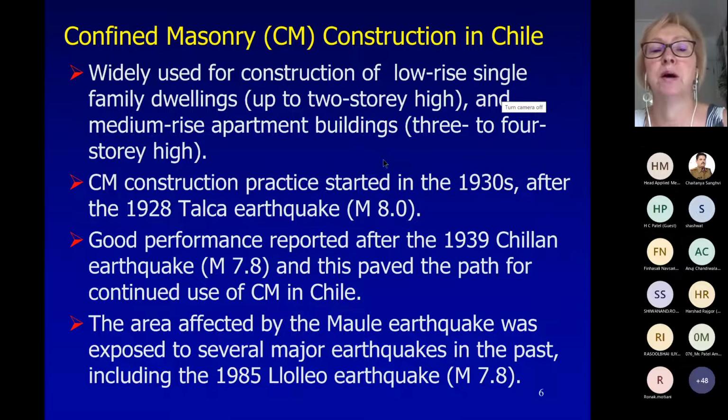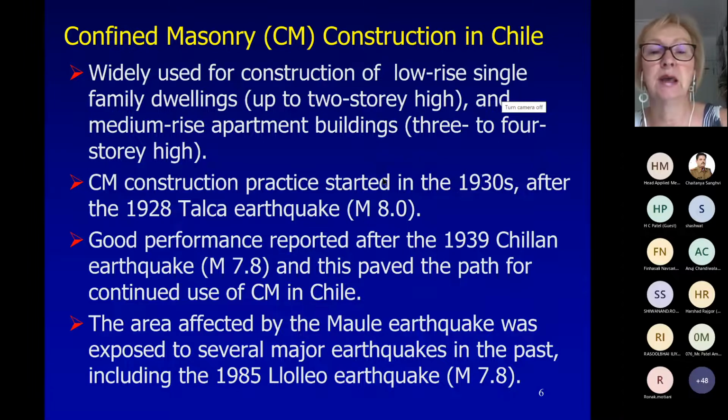If they build taller apartment buildings, like, as I said, 20-story buildings they have in Santiago, they would be of reinforced concrete and they would be shear wall structures. So in Chile, they don't use frame systems almost at all, reinforced concrete frames. So confined masonry construction practice started in the 1930s after the 1928 Talca earthquake, which had magnitude 8.